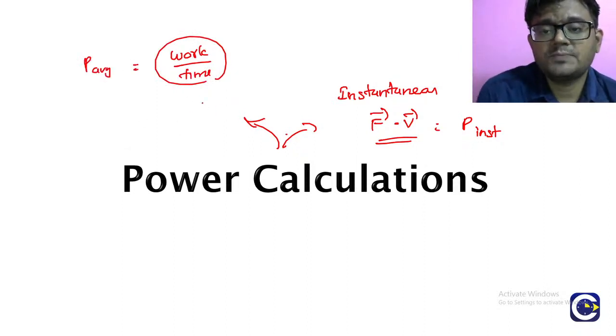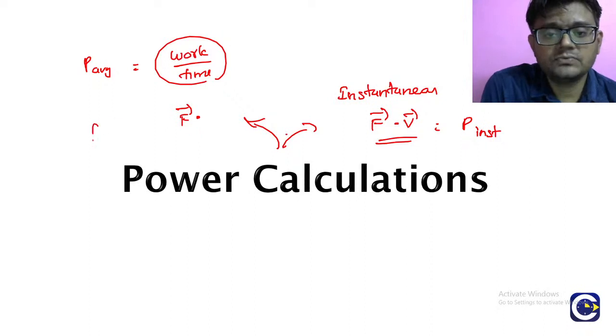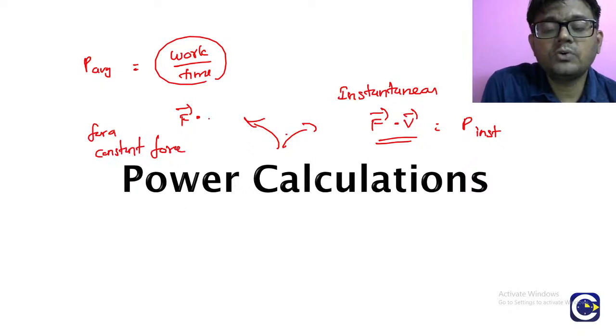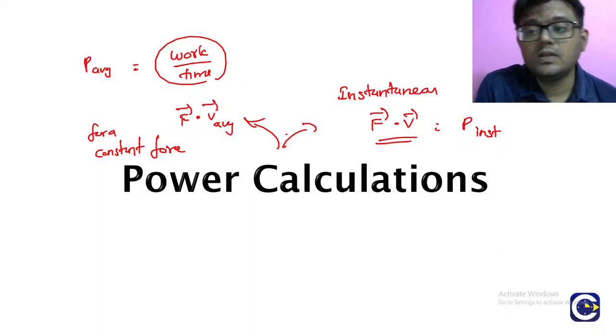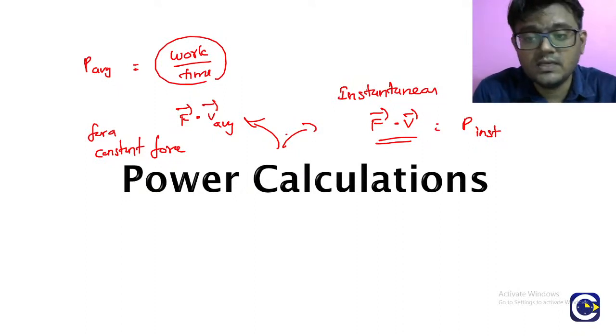That is one way of getting the average power. Otherwise, average power will be used when we have a constant force. For a constant force, how do we get the average power? The force dot product with the average velocity, because constant force does not mean that velocity will be constant. So these are the two ways in which we can get the power.